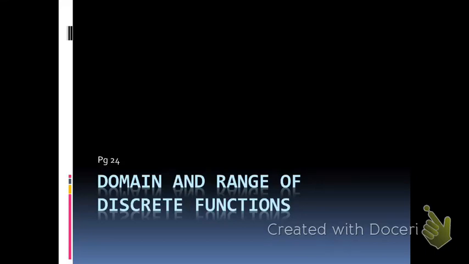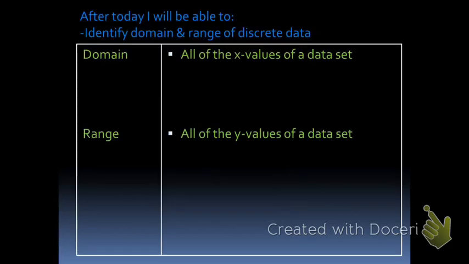Here are the notes, because like I said, I wasn't going to forget. It's going to be on page 24 of your notebook, and it's on what's called domain and range of discrete functions. We'll talk about what that means in a little bit. You know the drill.